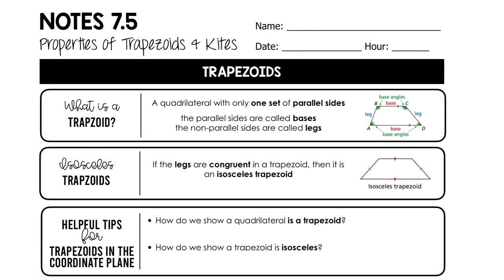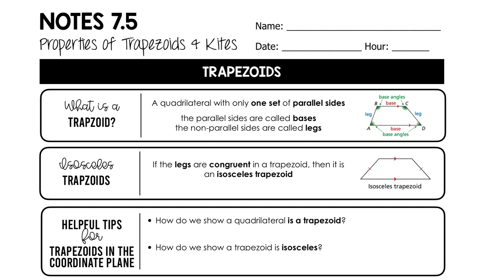All right, you guys, today we are learning 7.5, properties of trapezoids and kites. What's really important for you to know is that trapezoids and kites are not parallelograms. So everything we've learned so far in this chapter does not apply to these two types of quadrilaterals. Okay? So the first thing we need to review is what a trapezoid is.